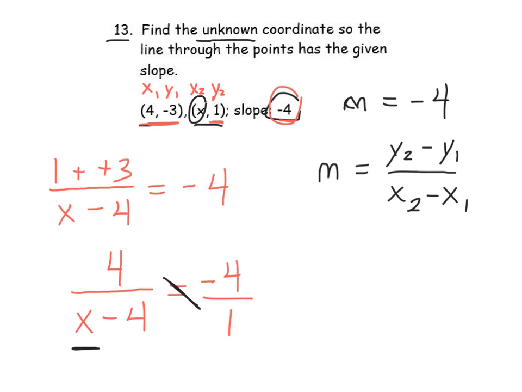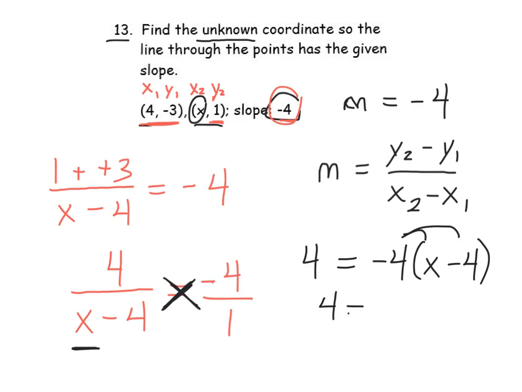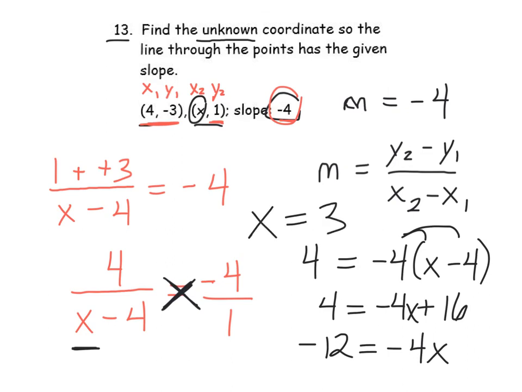So I would end up with 4 on one side, but on the other side I would end up with -4 times x minus 4. So it looks like in this case I can distribute that -4. I'm going to end up with 4 equals -4x plus 16. After we subtract that 16, we end up with -12 equals -4x. And lastly, after I divide by -4, it looks like x is going to equal +3.